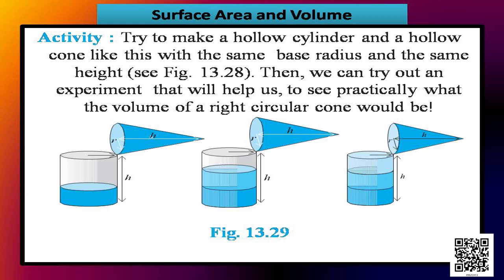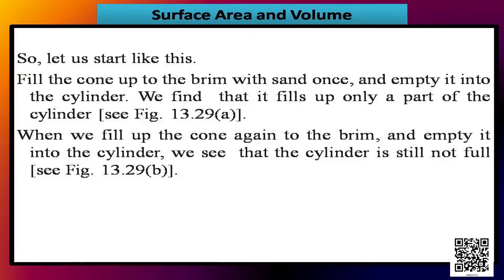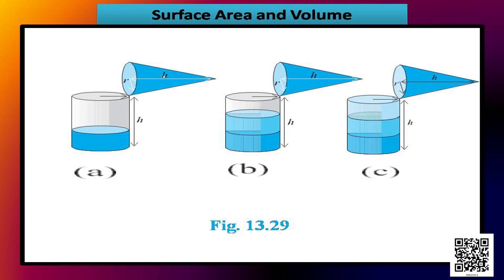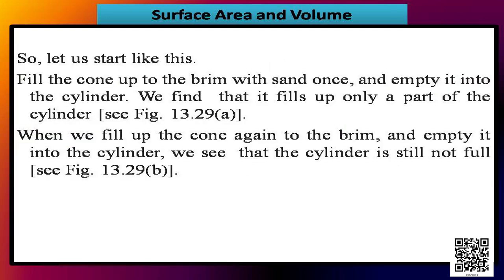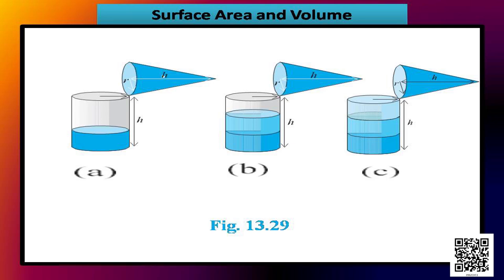Then you can try out an experiment that will help you to see practically what the volume of a right circular cone would be. Students, fill the cone up to the brim with sand once and empty it into the cylinder. You will find that it fills up only a part of the cylinder, as you can see in figure 13.29a. When you fill up the cone again to the brim and empty it into the cylinder, you will see that the cylinder is still not full, as you can see in figure 13.29b.